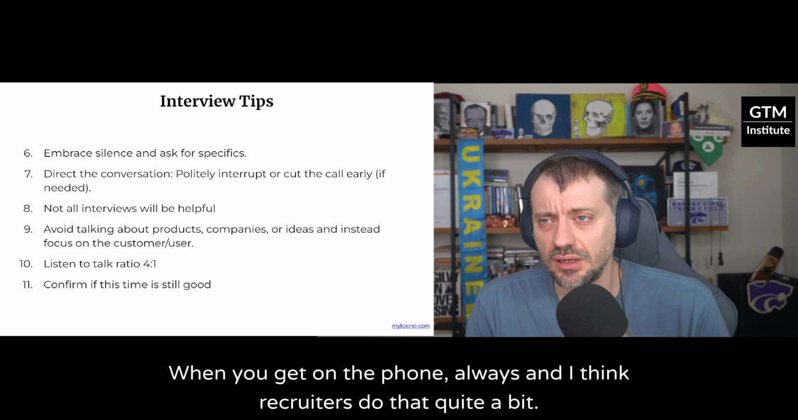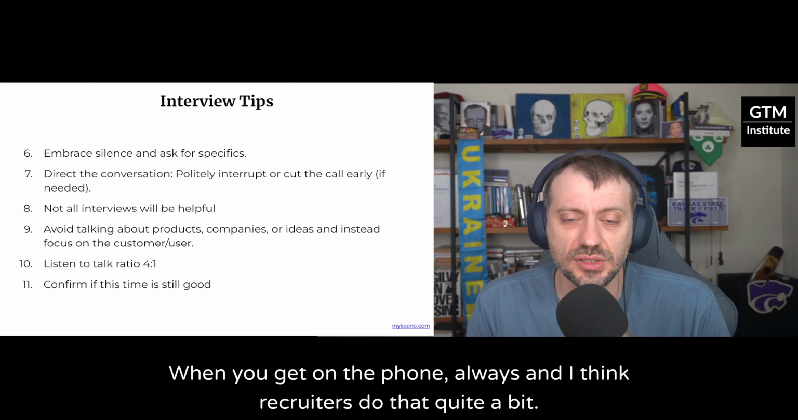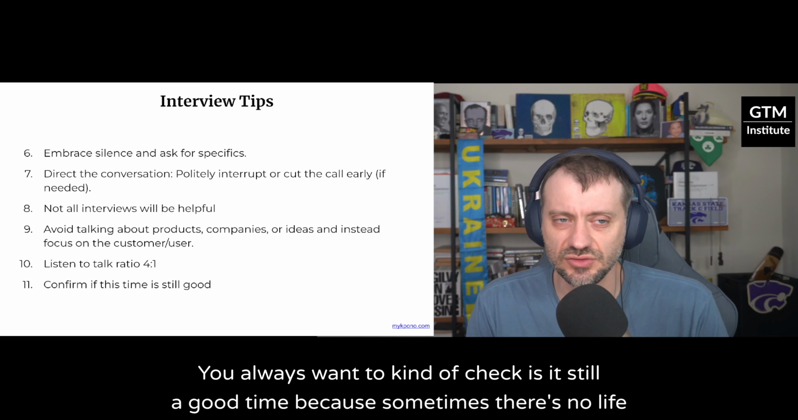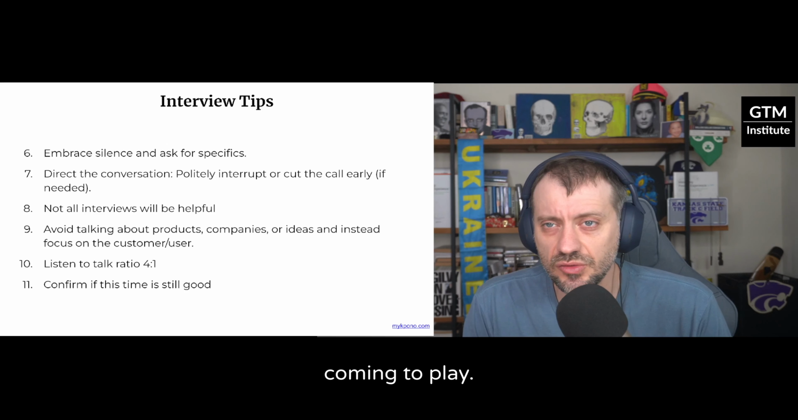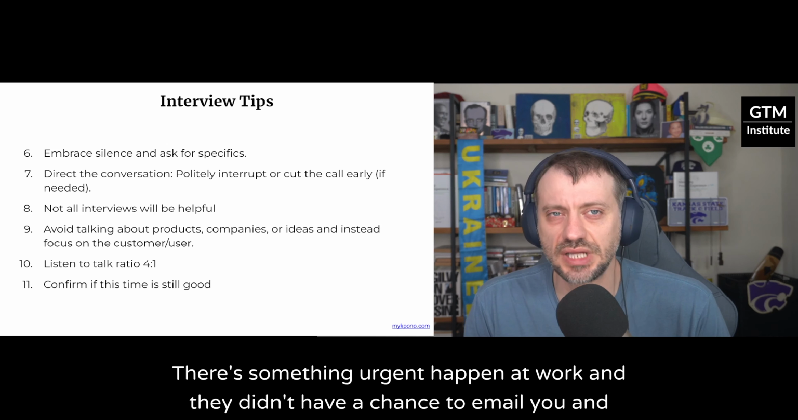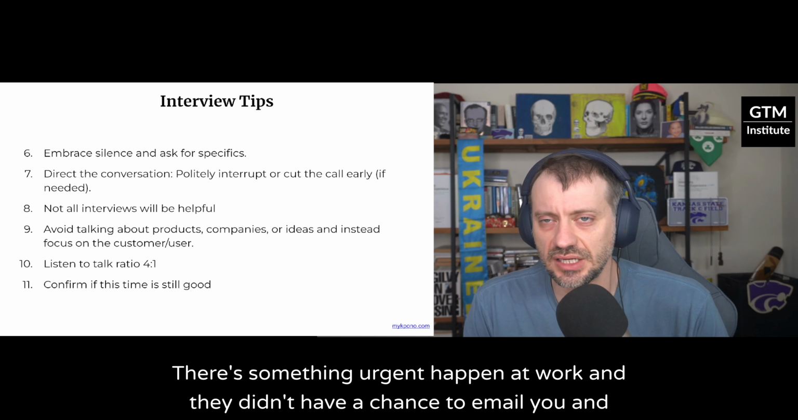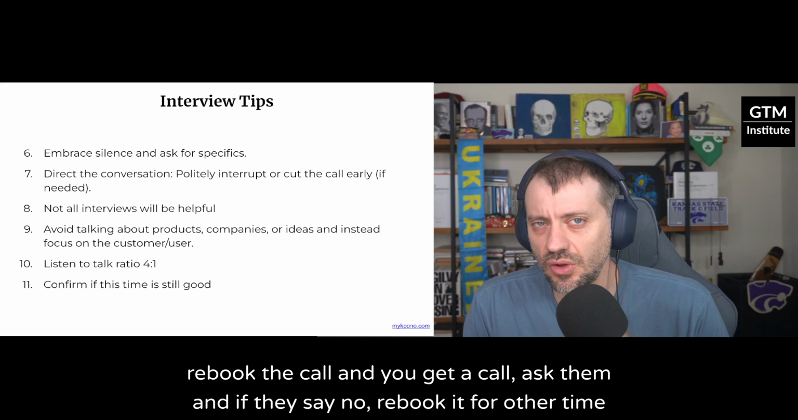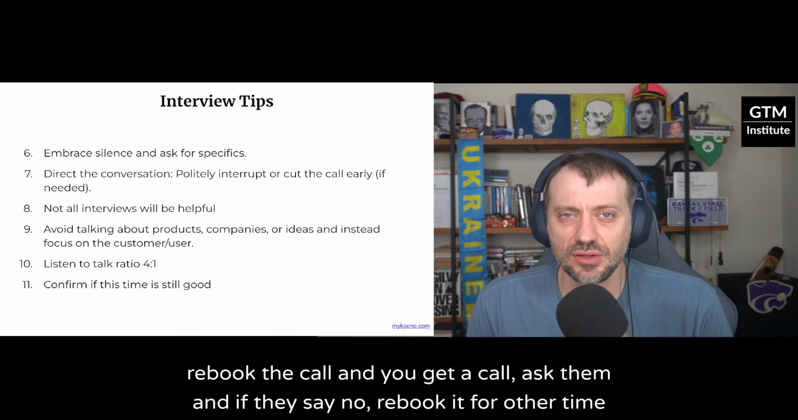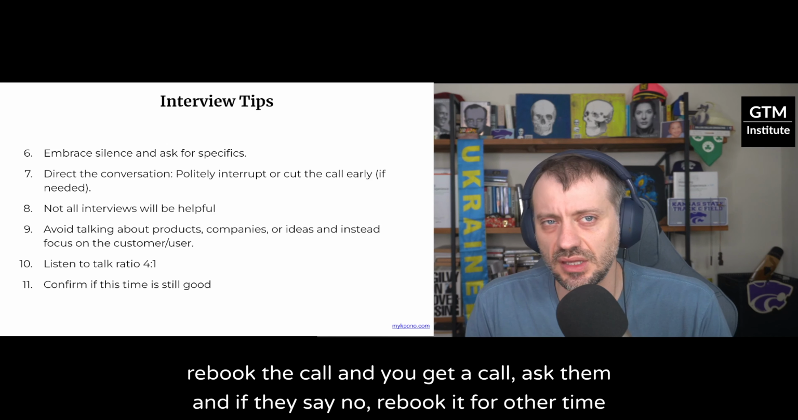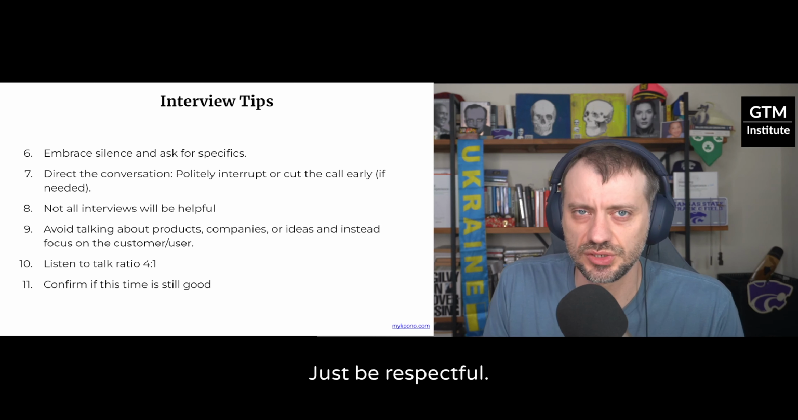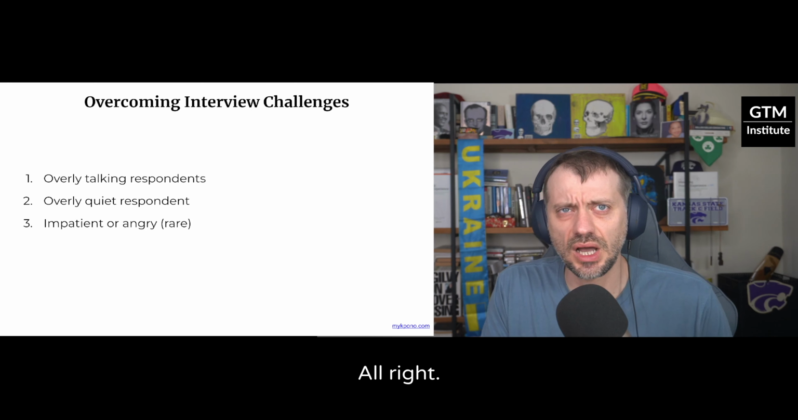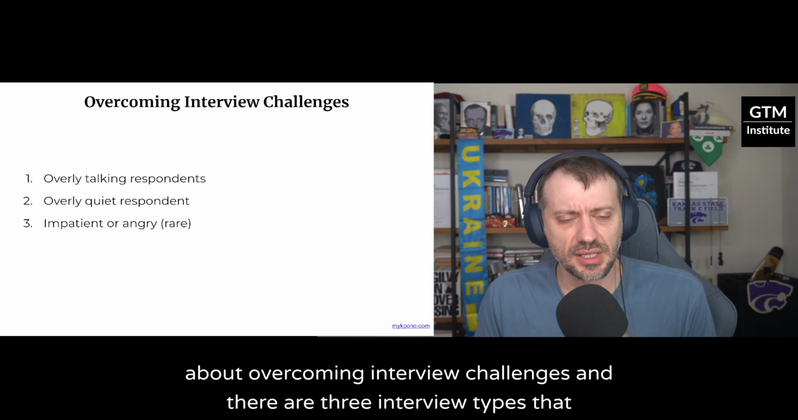And when you get on the phone, and I think recruiters do that quite a bit, you always want to check: is it still a good time? Because sometimes personal life comes into play, or something urgent happened at work and they didn't have a chance to email you and rebook the call. If you get on a call, ask them. And if they say no, rebook it for another time and move on. Just be respectful.